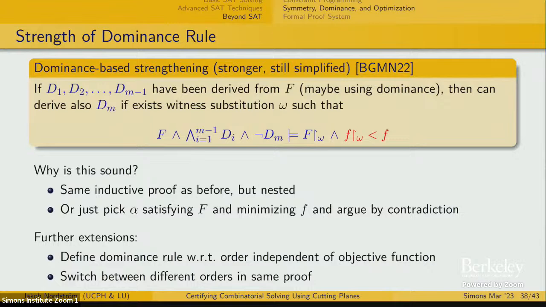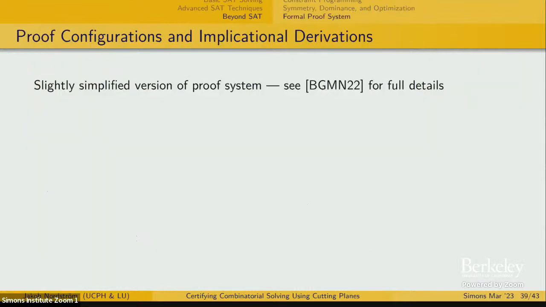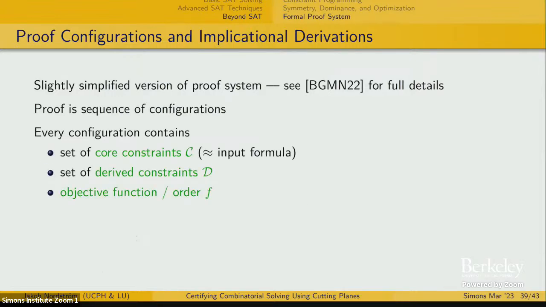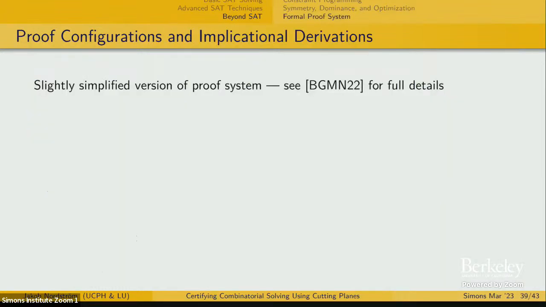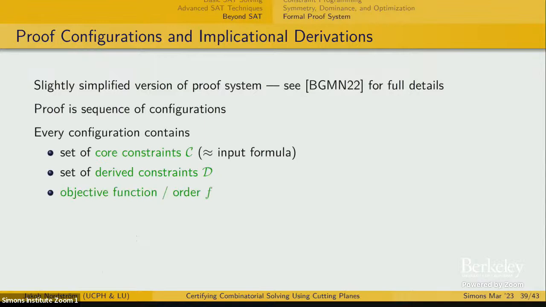So I want to now say, OK, what is actually the formal proof system? If you want to do proof complexity about this, I won't give you the full formal version. I'll give you a version for decision problems and slightly simplified. For these kinds of rules, you need to know what constraints you currently have in your database. So it's a configuration-based proof system. A proof is a sequence of configurations. Every configuration contains a set of core constraints, which you could think of as the input formula, and then another set of constraints that you have derived. And you know at all times that if you really need to, you can recover the derived constraints from the core constraints. So you don't need to worry too much about those.